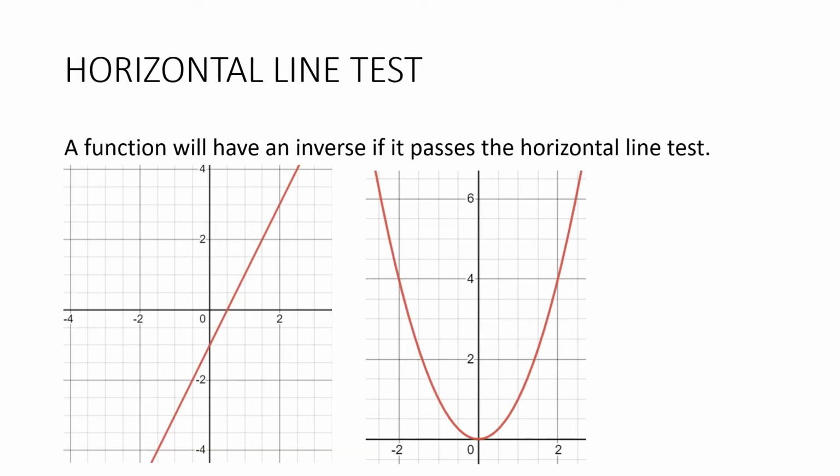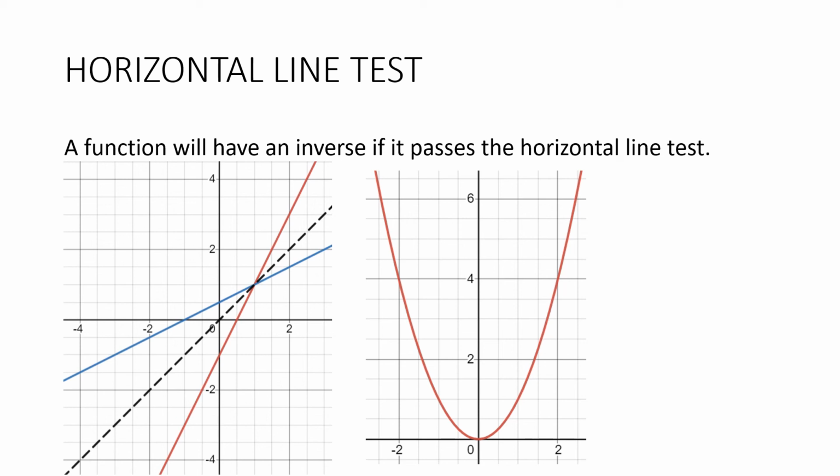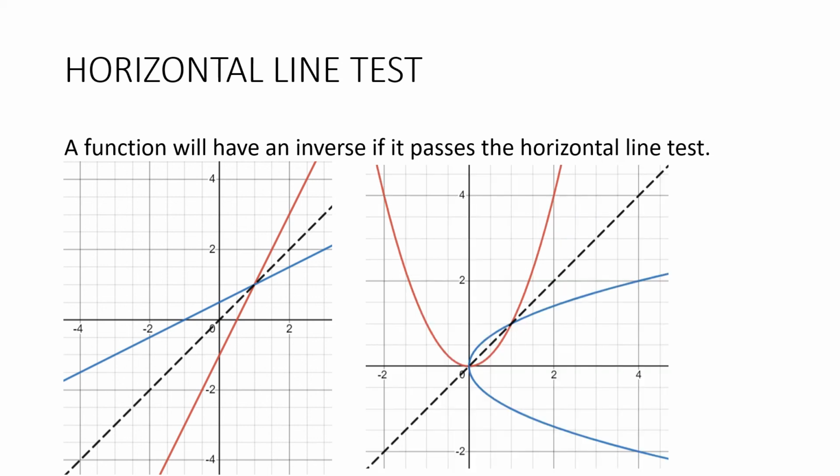Now we learnt about the horizontal line test in Advanced Maths, and we use it to determine whether a function is one-to-one or not. But the horizontal line test is also really useful for figuring out if a function will have an inverse or not, because a function will only have an inverse if it passes the horizontal line test. So which of these two is going to have an inverse? This one is. It passes the horizontal line test. When we reflect it over the line y equals x, this is a function. This one won't. It fails the horizontal line test. When we reflect it over the line y equals x, it's not a function.